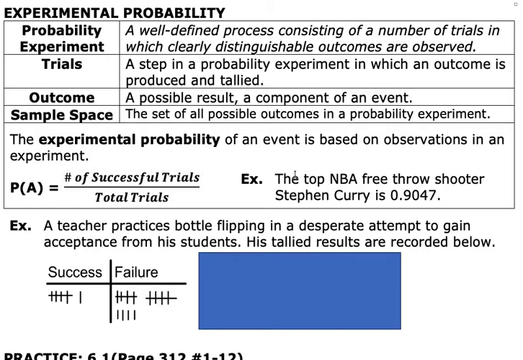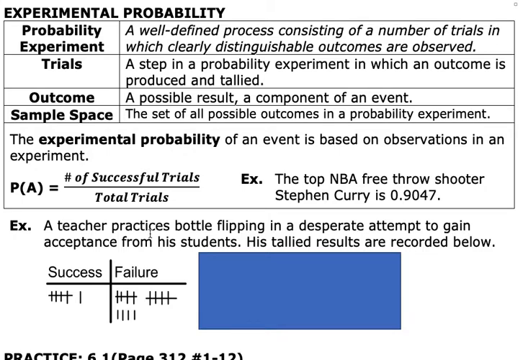So for example, the top NBA free throw shooter is Stephen Curry, and the probability is 0.9047, a very high shooting percentage. So this is based on the total number of shots made divided by the total number of shots taken. Each shot can be seen as a trial. Next, a teacher practices bottle flipping in a desperate attempt to gain acceptance from his students. His tallied results are recorded below.